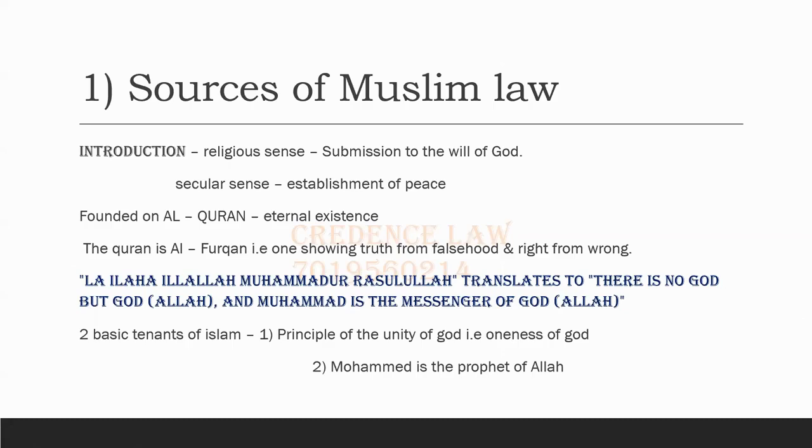Before we get into the sources of Muslim law, it is important for us to understand what Islam is. Muslim law in India is that portion of Islamic civil law which is applicable to Muslims in their personal dealings, in their personal matters.